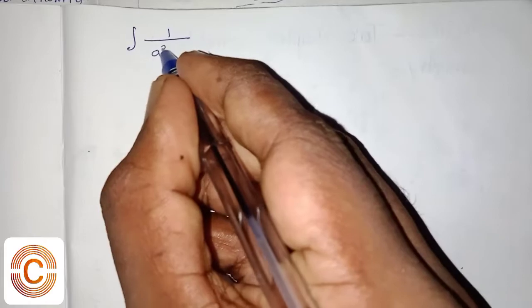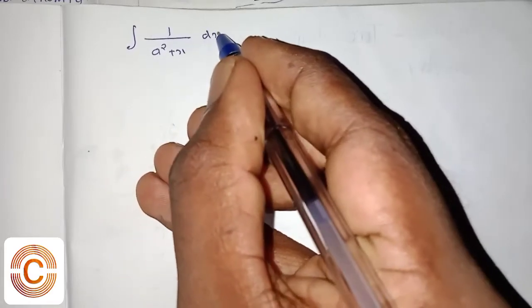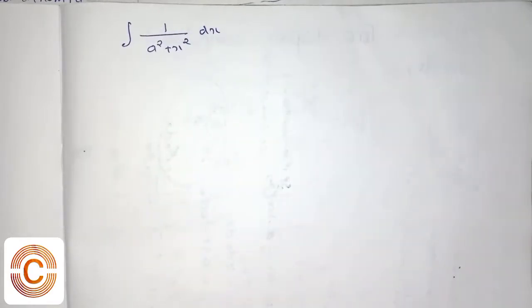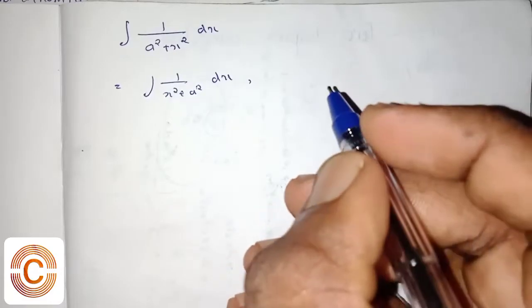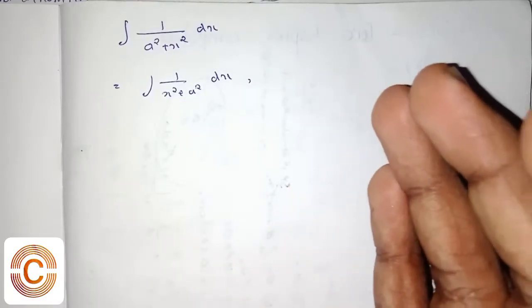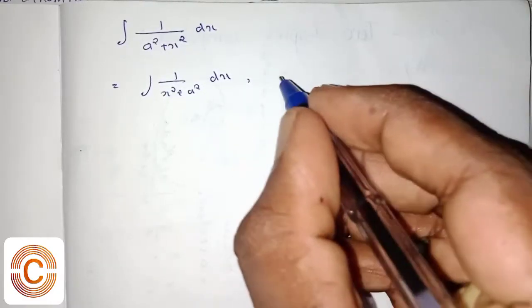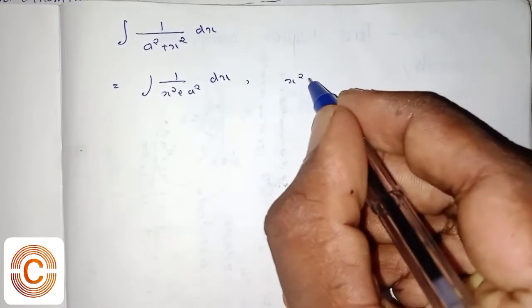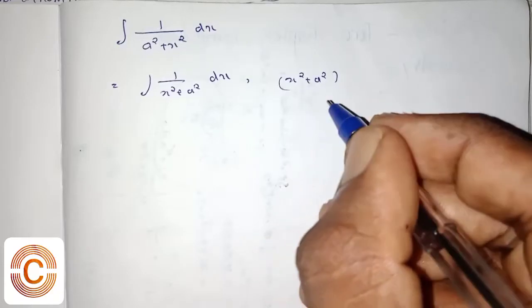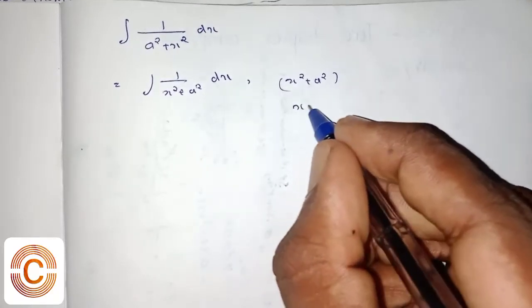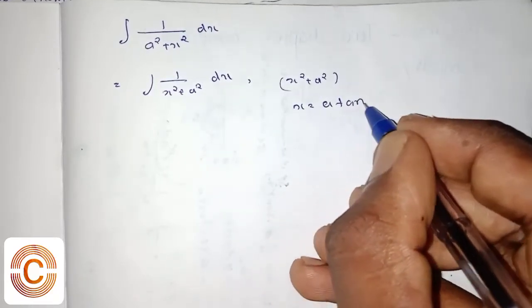That is the integral of 1 divided by a square plus x square dx, which is equal to the integral of 1 divided by x square plus a square dx. Note here that we can use the main tool, that is substitution. Since x square plus a square exists in the denominator, we can substitute x is equal to a tan theta here.